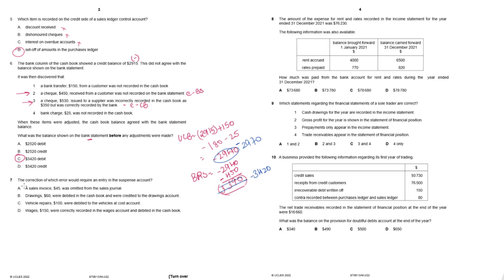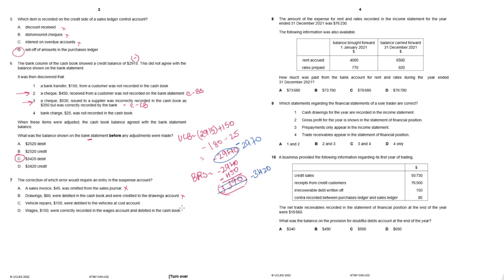Seventh one, the correction of which error would require an entry in the suspense account. Whichever is a one-sided error, there we need an entry in the suspense account. Sales invoice 45 was omitted from the sales journal. This is a two-sided error. Drawing 60 was debited in the cash book and was credited to drawings account. This is an error of complete reversal.